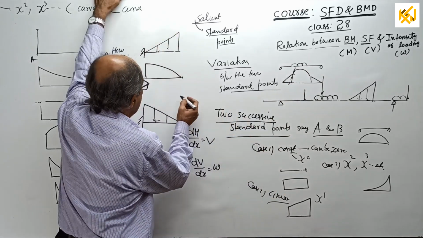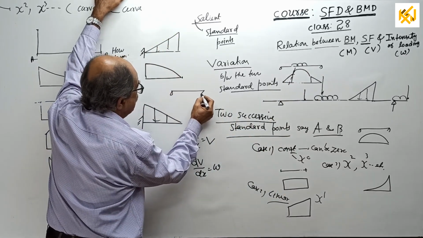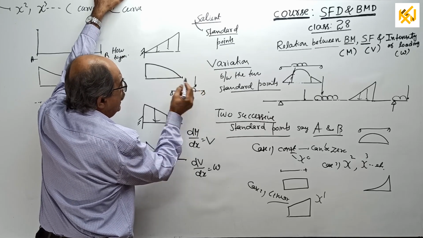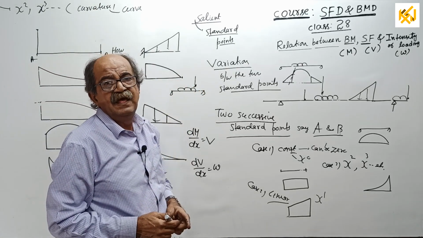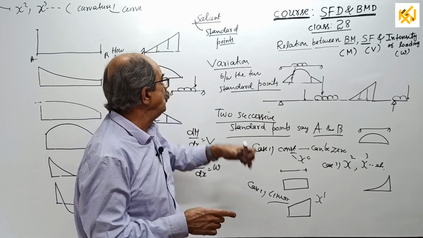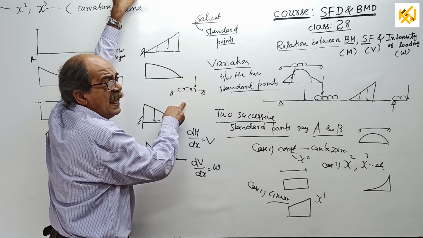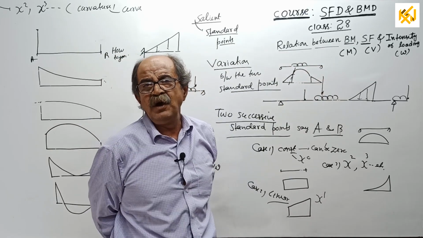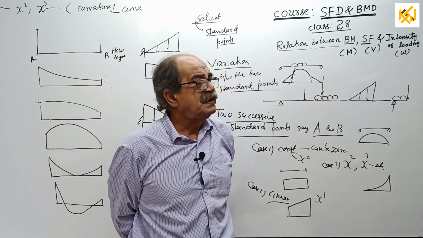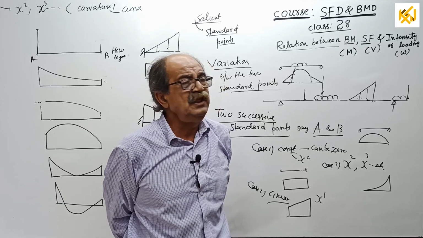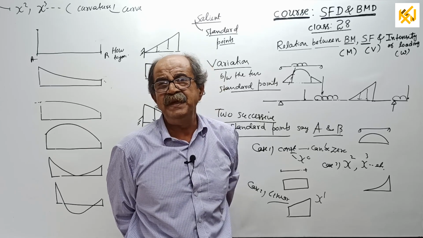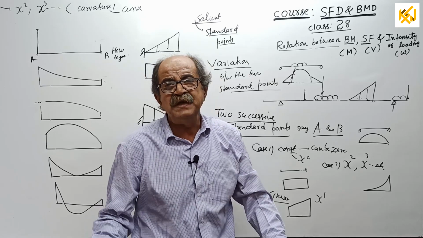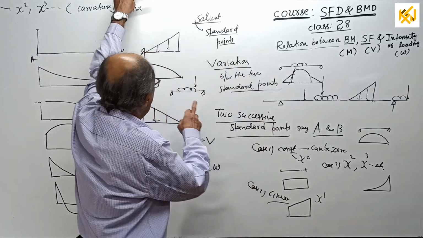Like, for example, suppose I consider a problem here this way and I draw SFD and BMD by basic principles. Sometimes I will tell, now do one thing, you also draw the diagram by using that relationship. Use the area of the load diagram, get the shear force, use area of the shear force diagram, get the BM, but it is not popular. It is only required as a concept. So these all will come later.